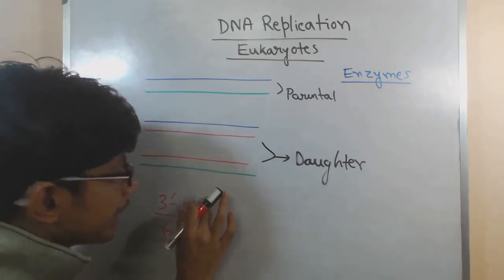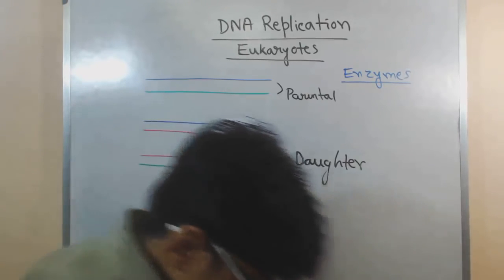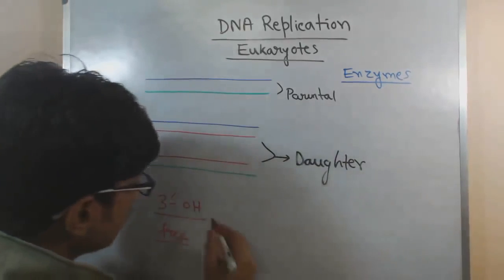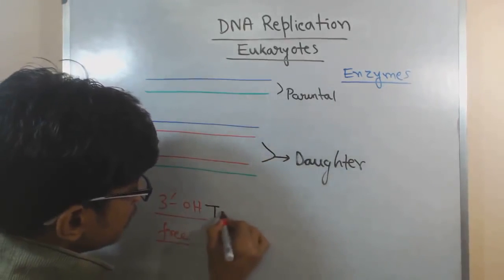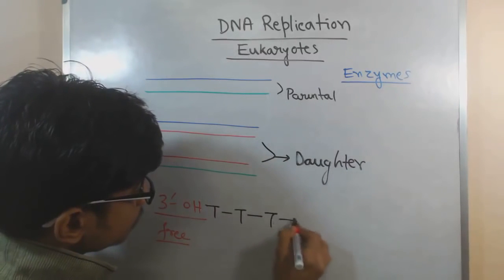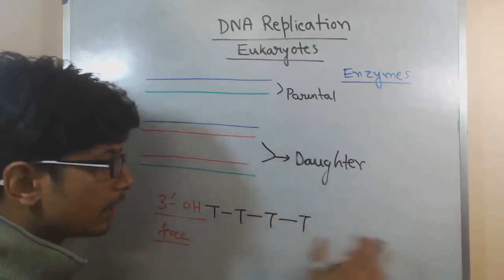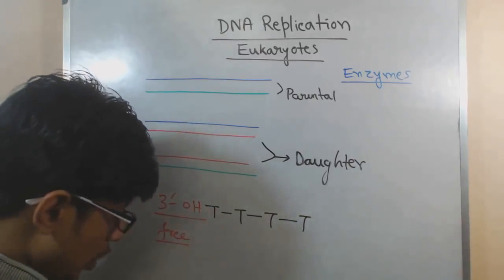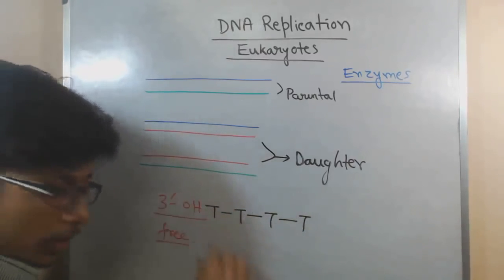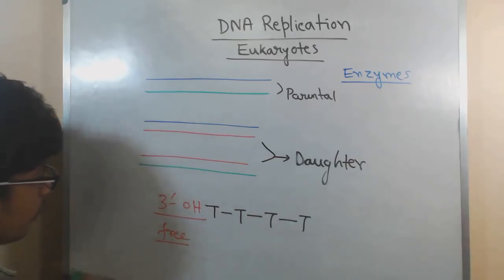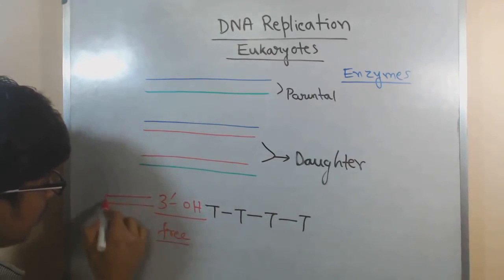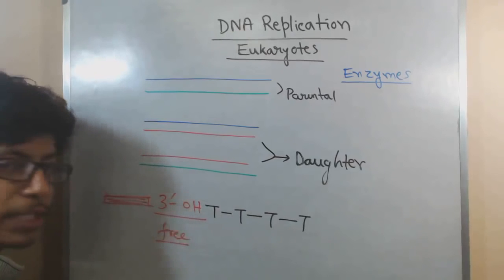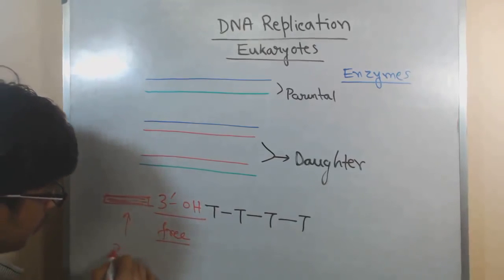Once you get this 3' hydroxyl, they will initiate attaching nucleotide sequences one after another and start stretching it, but they cannot initiate the first one. So to have this first 3' hydroxyl, it requires a stretch of nucleotide sequence, and that stretch of nucleotide sequence is called a primer.